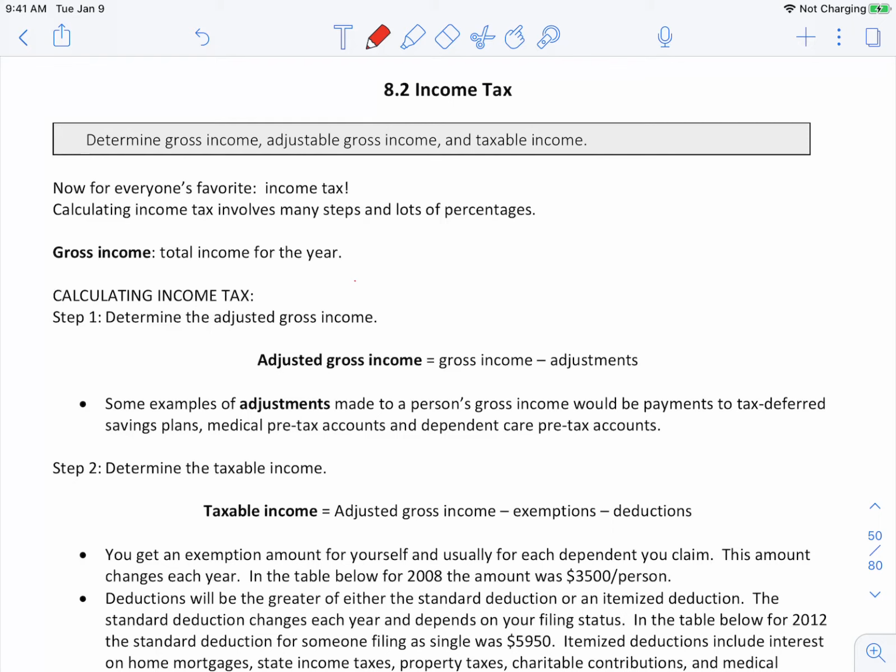Hi everyone. Today we're doing 8.2 income tax. So we're going to be calculating income tax today, and this involves many steps and lots of percentages, so make sure that you're paying close attention.